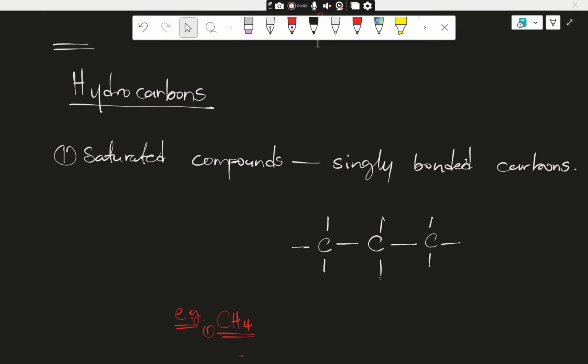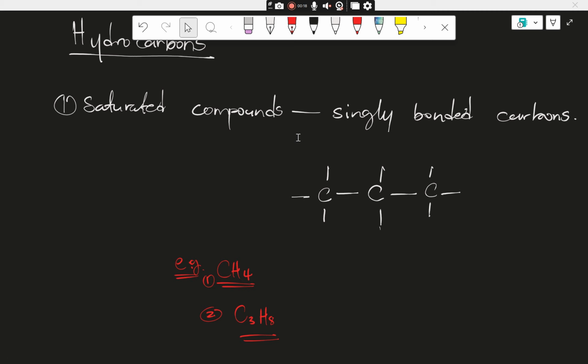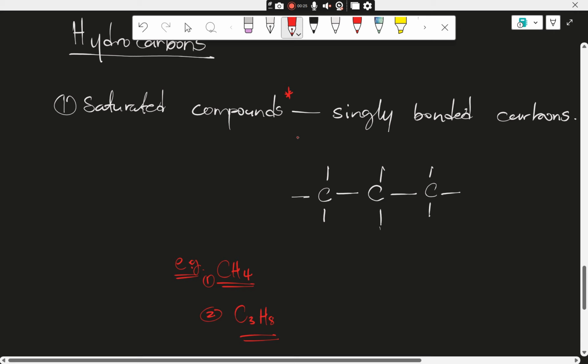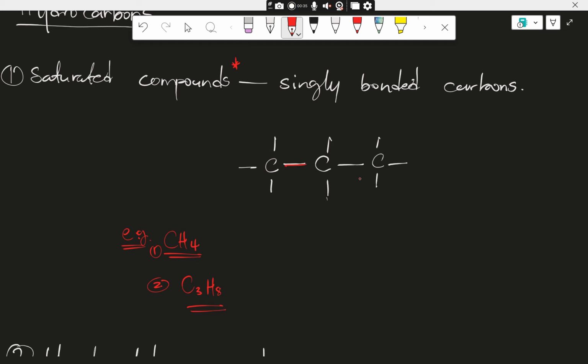We'll be looking at organic chemistry. So we're still in the section of hydrocarbons. Let's just continue. Today we'll be looking at two kinds of hydrocarbons. The first are called saturated compounds. So this is our saturated compound. Saturated compounds are just single bonded carbons. You only have single bonds between the carbon atoms. It's a single bond between these two, single bond between these two.